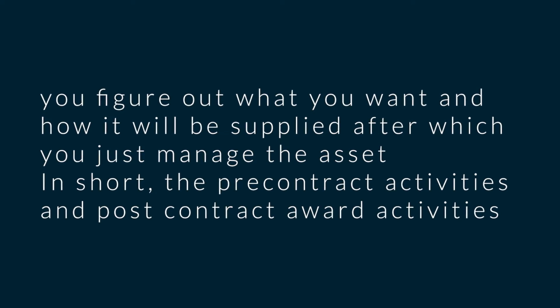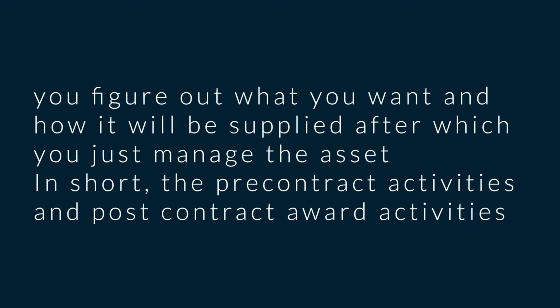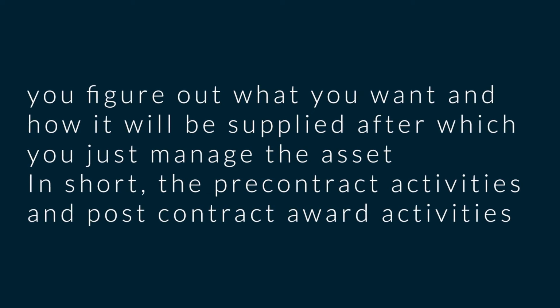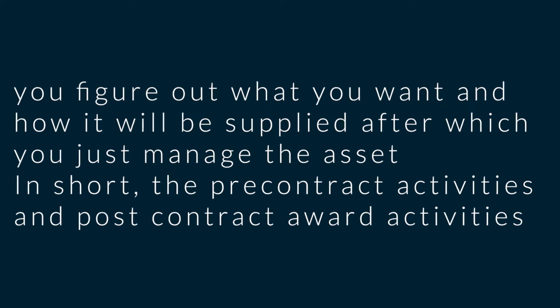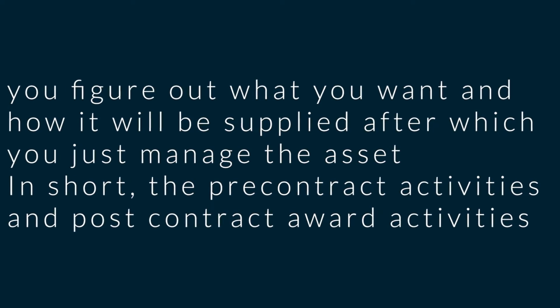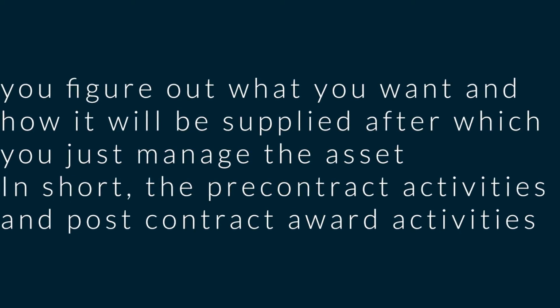If you look at that, it's a long list. But the truth, as we said when we were starting, is that it's just two things. All those things can be summed up into two main parts: figuring out what you want and how it will be supplied, after which you just manage the asset. In short, we're talking about pre-contract activities and post-contract activities. Basically, two steps. So let's talk about those ones.